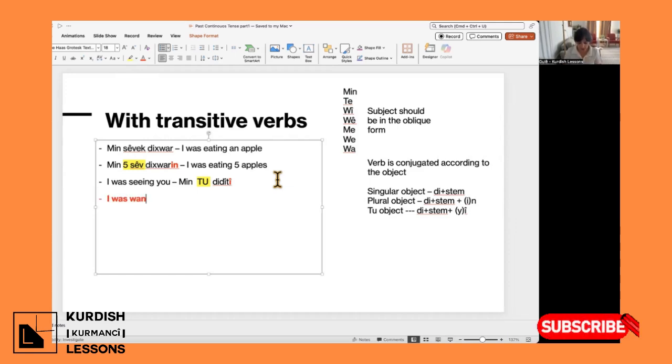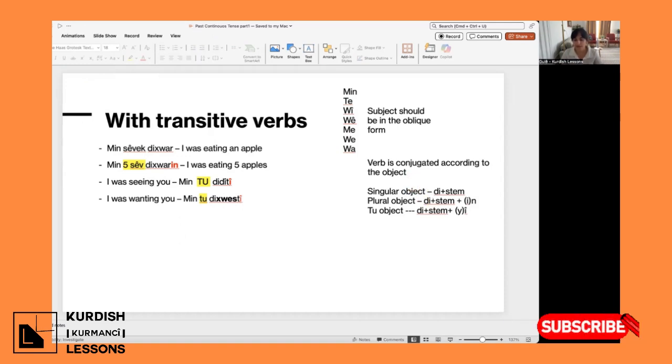So now let's try another one. I was wanting you. So yeah, pause the video, translate this sentence, and play the video and check. I was wanting you. Min to dkhwasti. So it's because of the continuous. Khwast is the past tense, and it's because to is the object. Min to dkhwasti.